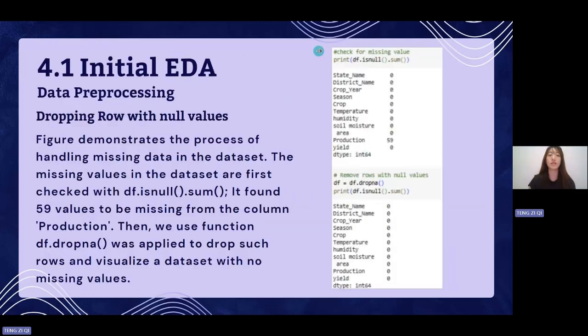Next, we proceed with initial EDA. First is data pre-processing, dropping rows with null values. The figure demonstrates the process of handling missing data in the dataset. The missing values in the dataset are first checked with df.isnull().sum(). We found 59 values missing from the column production, then the function df.dropna() was applied to drop such rows and visualize the dataset with no missing values.